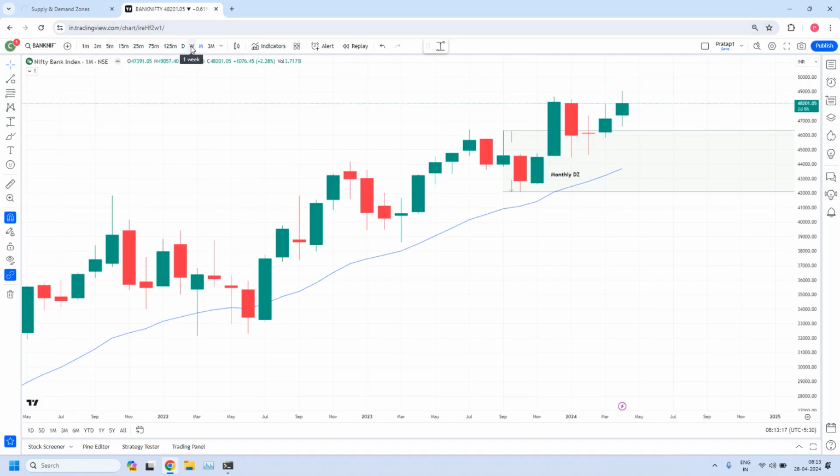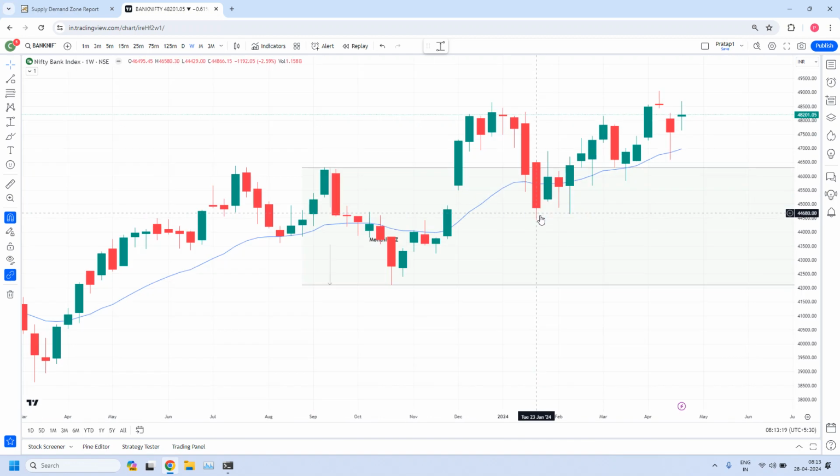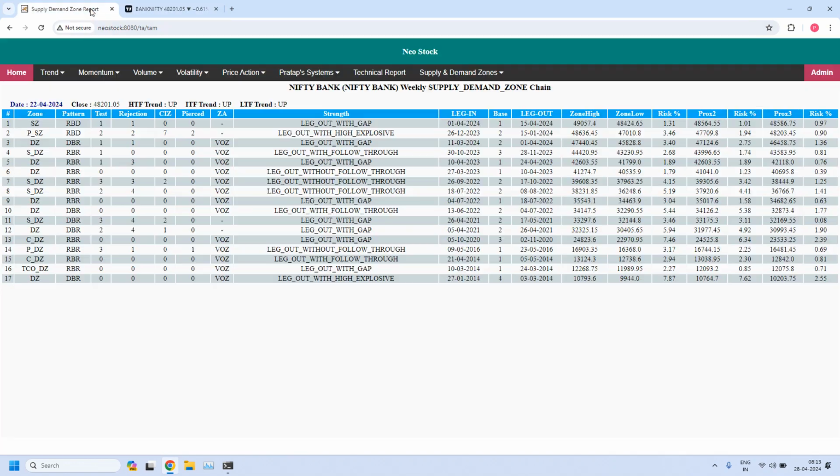Meanwhile, let me change the time frame here. Now we are into the weekly time frame. Okay, the chain is ready. At present we have one valid supply zone. The other one is already pierced. So let me draw this supply zone. This is the most recently created supply zone. On 1st April, after that one base candle. This is the weekly supply zone.